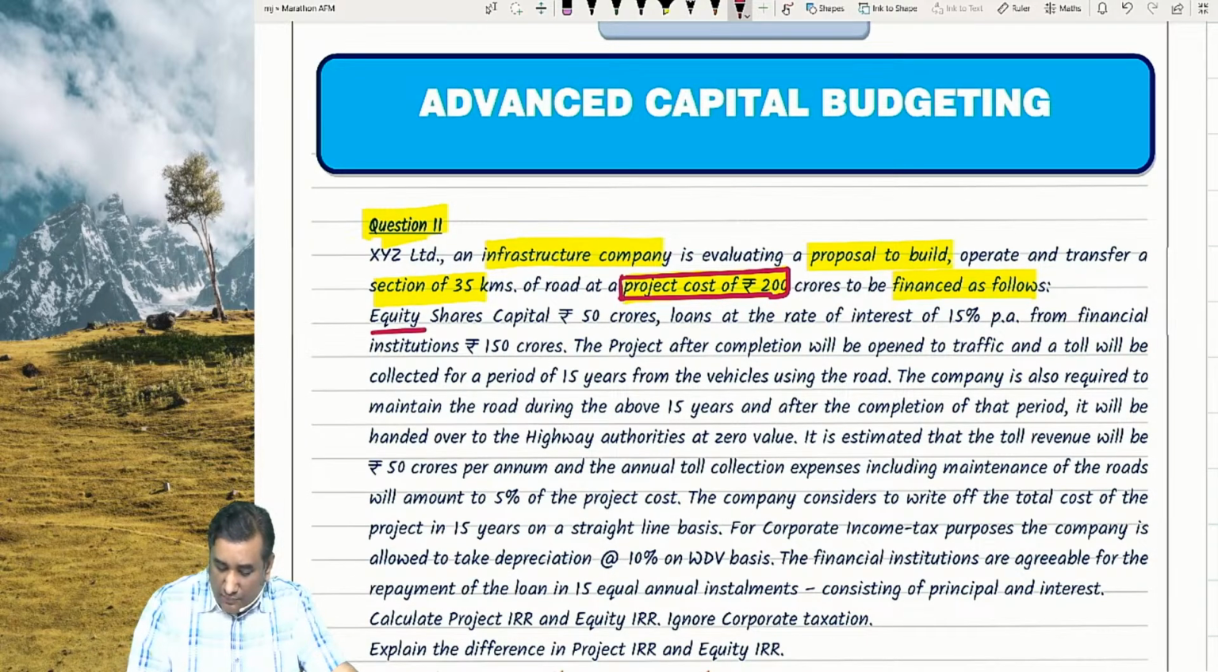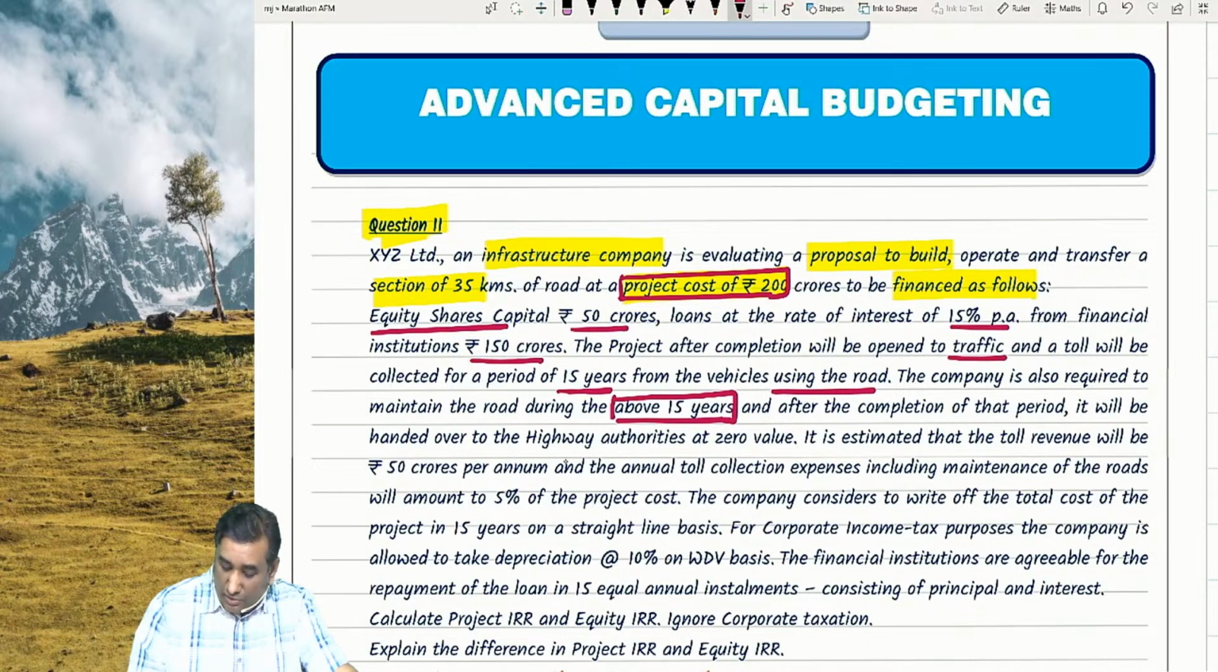Financing is as follows: equity share capital 50 crore, and a loan at the rate of 15% per annum from a financial institution, 150 crores. The project after completion will be open to traffic, and a toll will be collected for 15 years from the vehicles using the road. The company is also required to maintain the road during these 15 years, and after that period it will be handed over to the highway authorities at zero value.